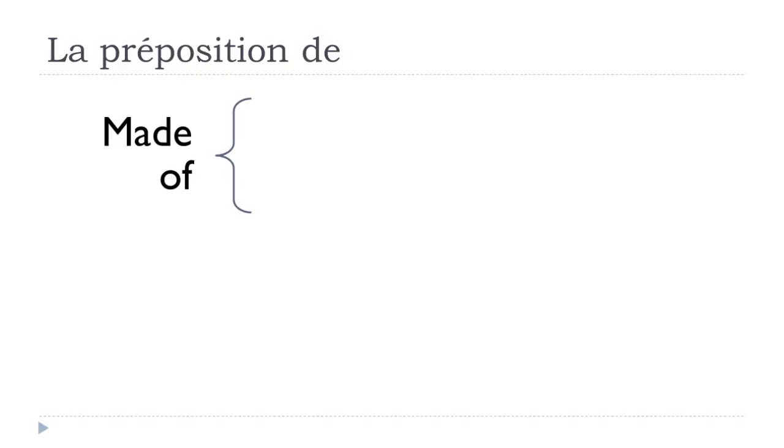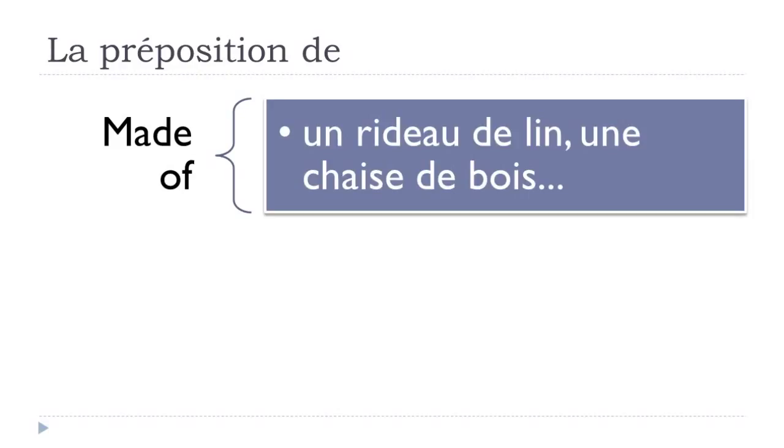So if you want to introduce the fact that it's made of something, then for instance here, un rideau. Rideau is curtain, and then de lin, lin is linen: un rideau de lin. Second example, une chaise, a chair, de bois, bois is wood, of wood. So un rideau de lin, une chaise de bois. When you want to introduce the fact that these things are made of something, you will have to use this preposition de.